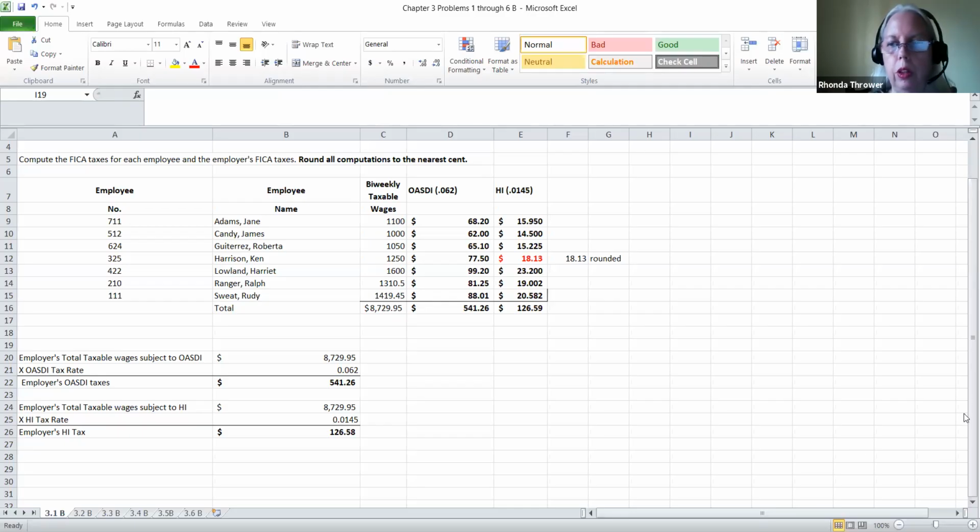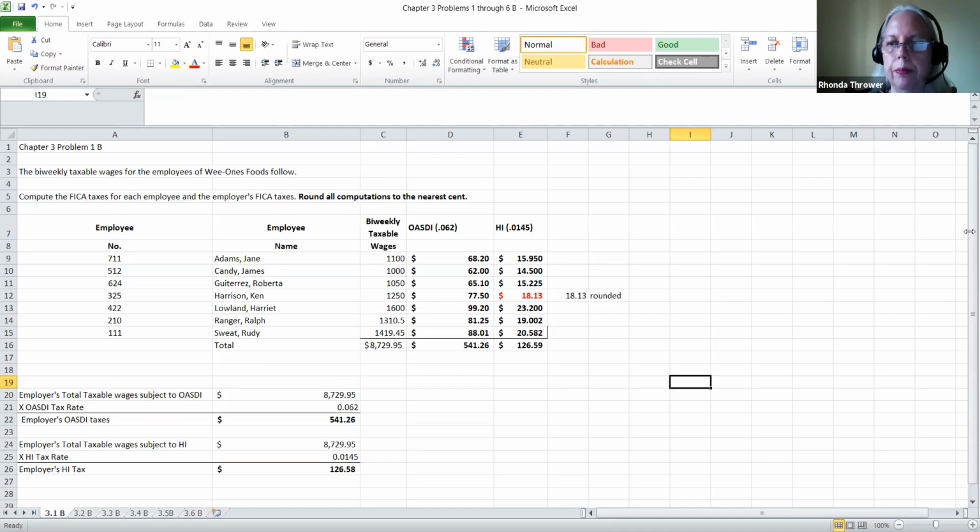I'm sharing with you problem 3.1b. And in problem 3.1b, what we're going to learn how to do is to calculate Social Security tax. And we're going to also look at the health insurance tax, which is known as Medicare.